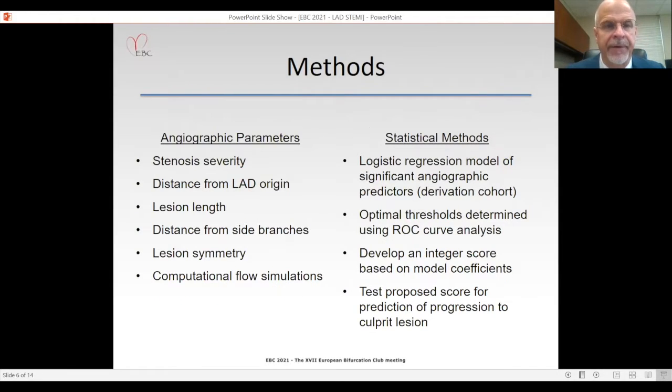The angiographic parameters of interest are shown here on the left and included stenosis severity, distance from the LAD ostium, lesion length, distance from a bifurcation, lesion symmetry, and computational flow simulation. Our goal was to develop a logistic regression model of the significant angiographic predictors, first in the derivation cohort, with an optimal threshold determined using ROC curve analysis for each of the significant angiographic parameters. We then developed an integer score based on the model coefficients and tested the proposed score for prediction of progression to a culprit lesion and eventual STEMI.